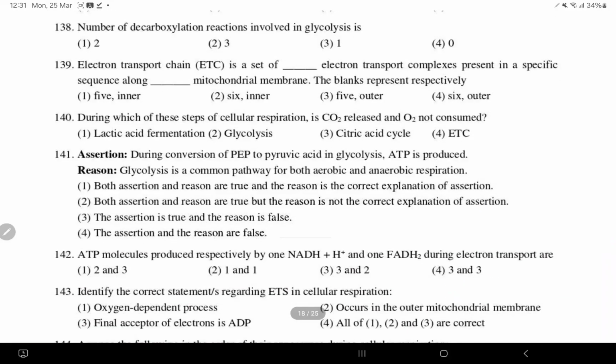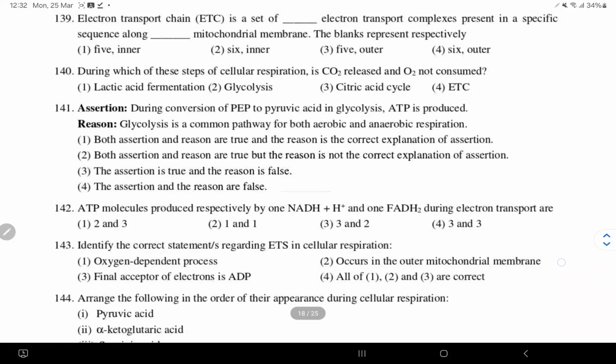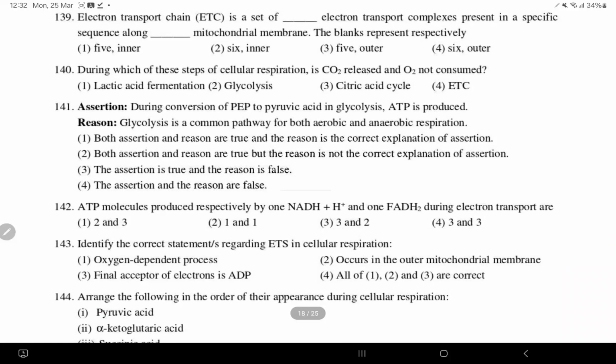Number of decarboxylation reactions involved in glycolysis, it's 0, option 4. No decarboxylation will happen in glycolysis. ETC is a set of 5 electron transporting complexes in the specific sequence along the inner mitochondrial membrane. Option 1.